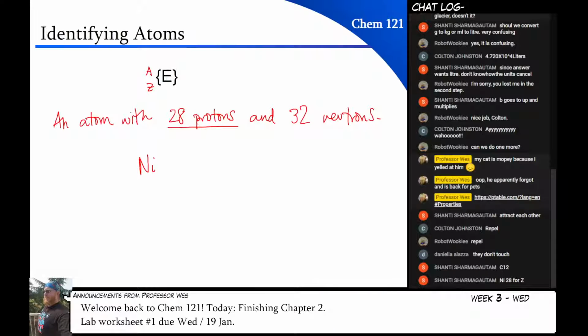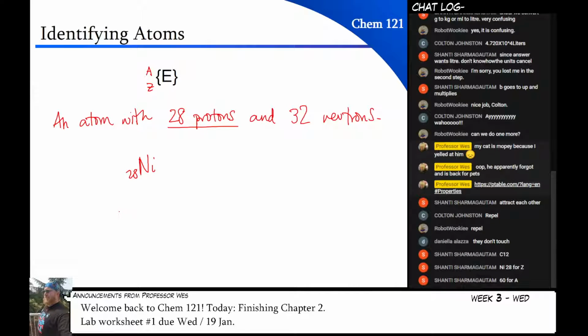Then I have to write Z. Z is the atomic number. That's 28 protons, so I have to write this. And then for A, that would be 28 protons and 32 neutrons. Well, 28 plus 32 is 60. So I would do this. So this would be the symbol that you'd write down for an atom with 28 protons and 32 neutrons. Very good.